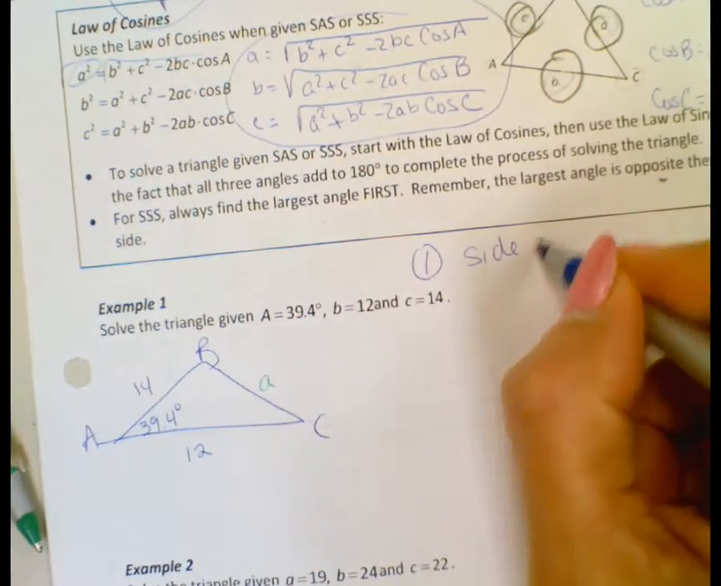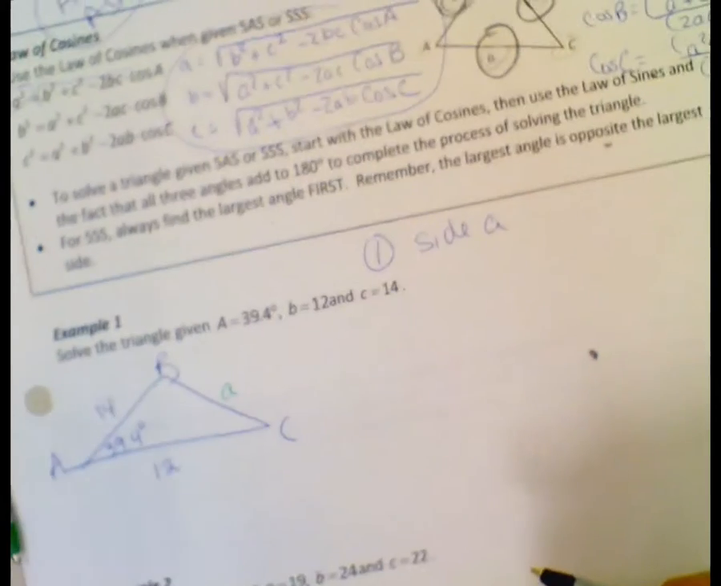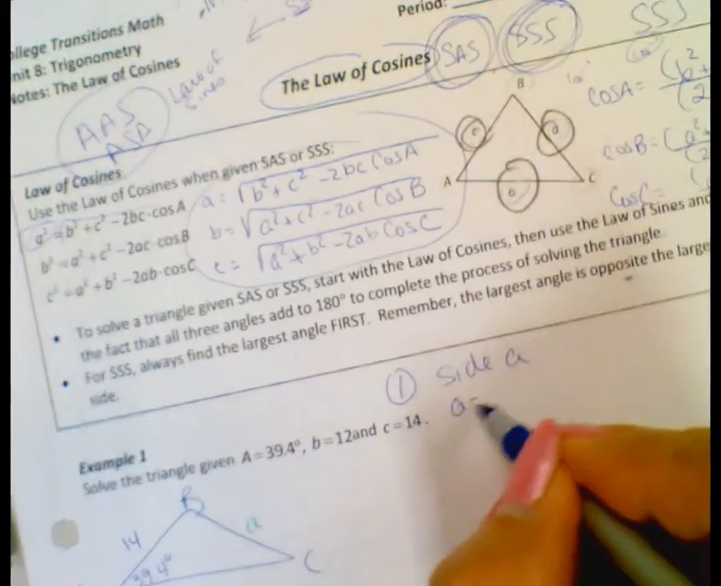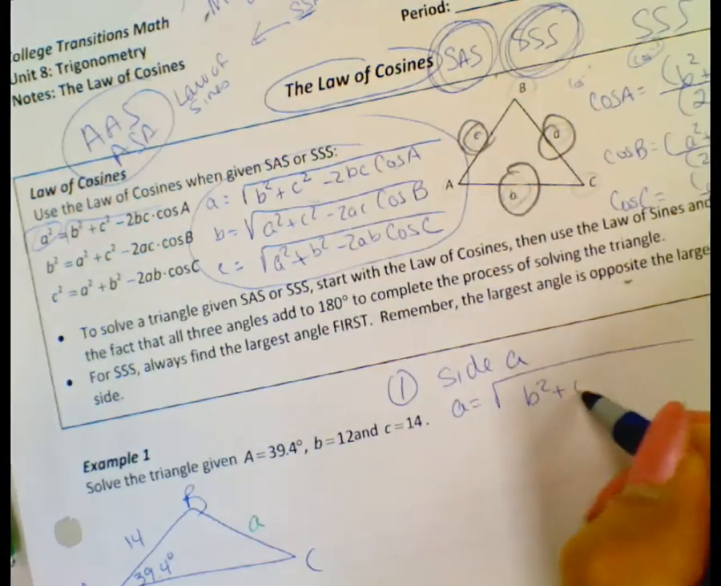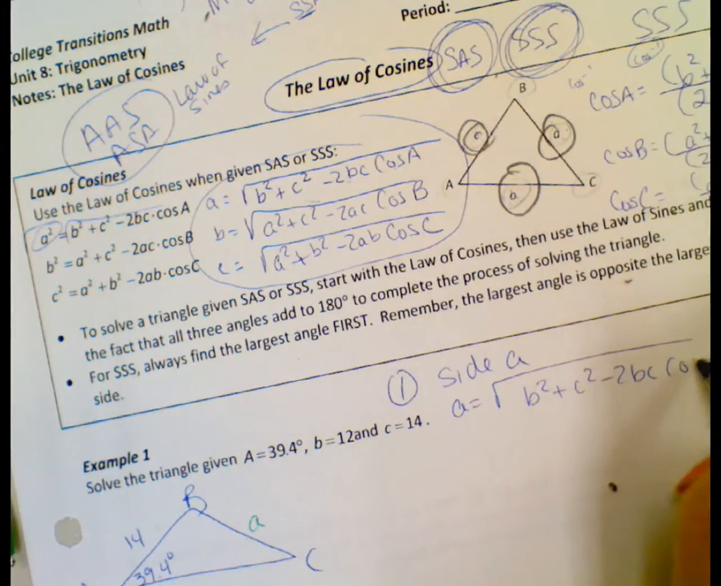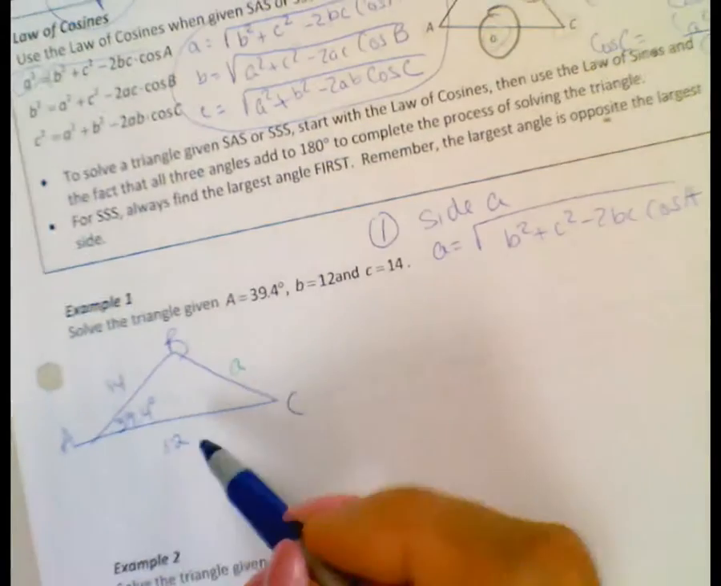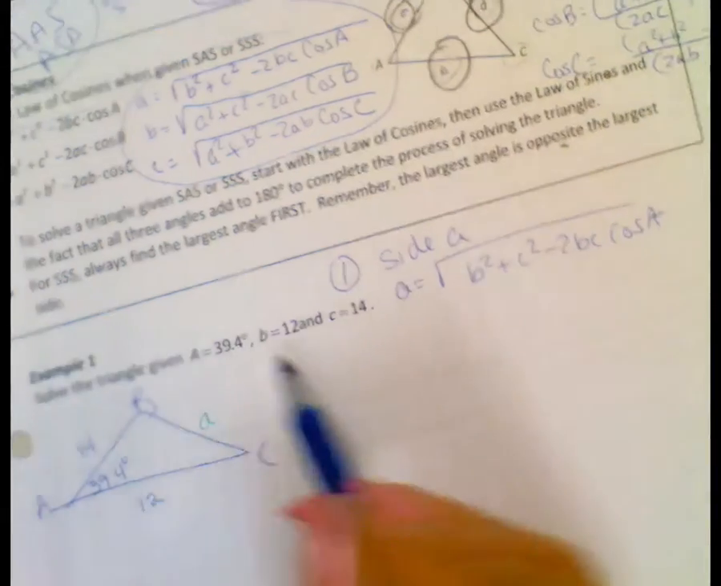Side A. And to solve for side A, you're going to use law of cosines. So we're going to go up here to the top right here. See this A right here? I'm going to write down this formula. A equals square root of B squared plus C squared minus 2BC cosine of A. And then we're just going to substitute in. So we're going to come over here. You can look at the triangle, but it's actually easier to look up here.